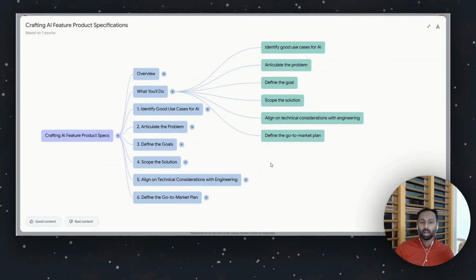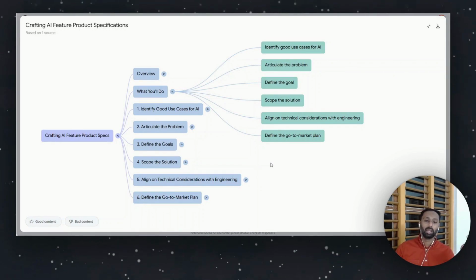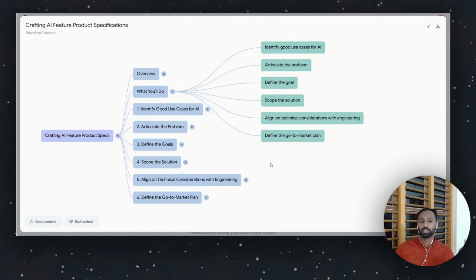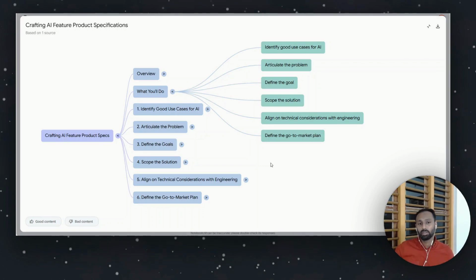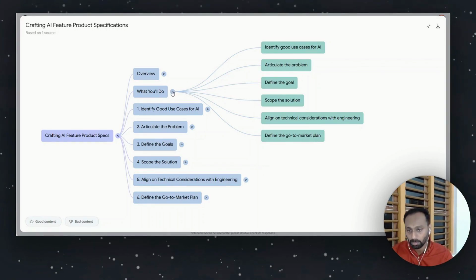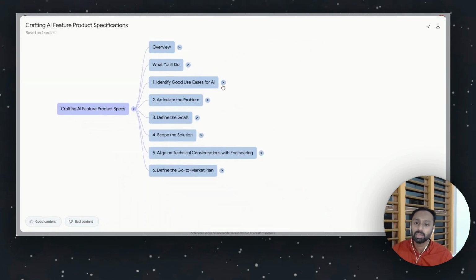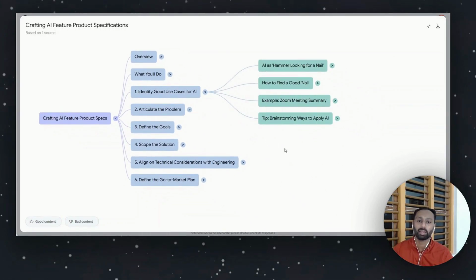Articulating the problem, defining the goals, scoping the solution, aligning on technical considerations with engineering, defining the go-to-market plan, and the different other sections. I'll go deep into each of these topics. Right. So first things first, identifying a good use case for AI, right?